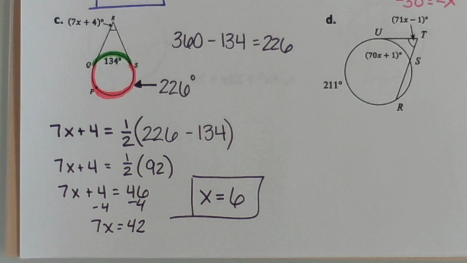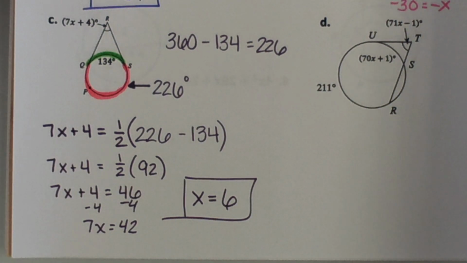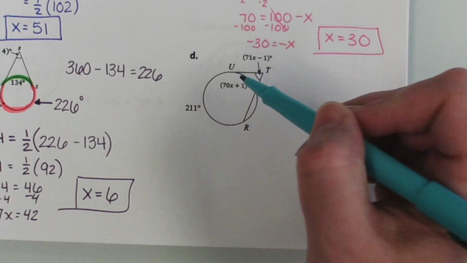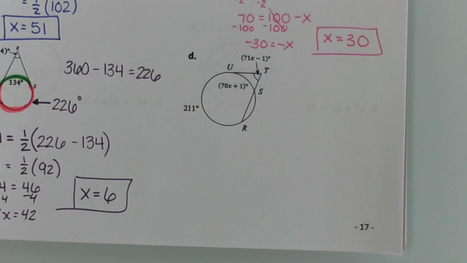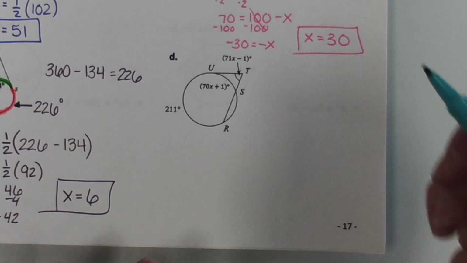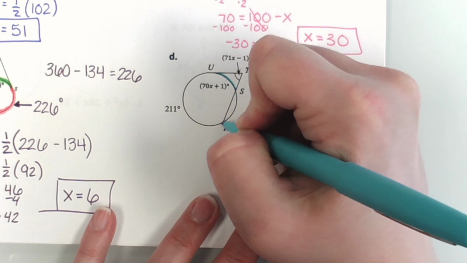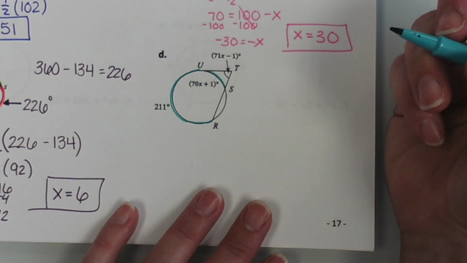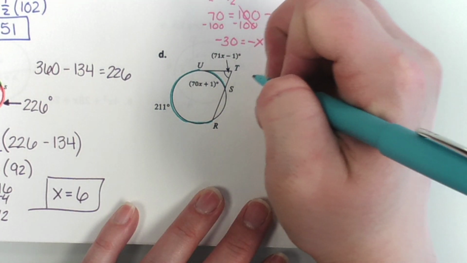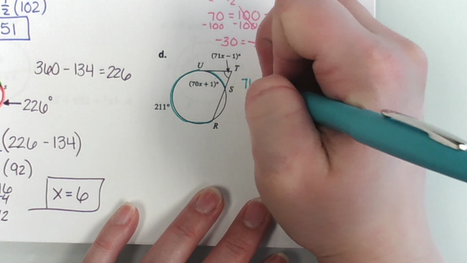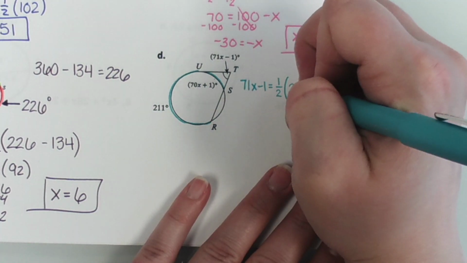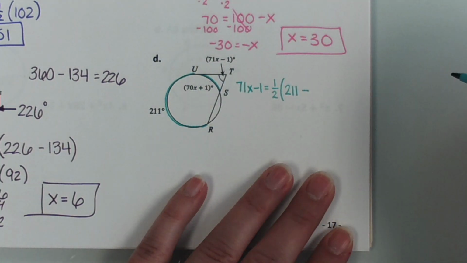Okay, final problem, the one with the biggest hiccups. I've got an angle outside of a circle. I've got these two arcs. Are those the correct arcs for my picture? Yes, they are the correct arcs. They're both the intercepted arcs for this setup. So, the formula starts with the angle. 71x minus 1 equals 1/2 the measure of the big arc minus the measure of the smaller of the two arcs.